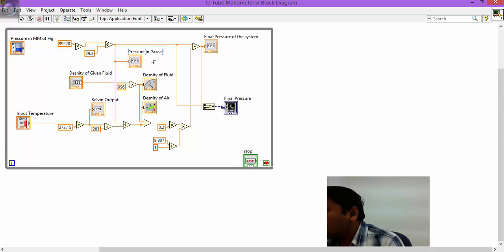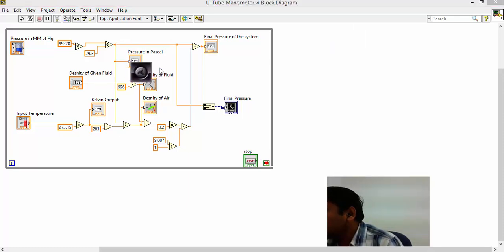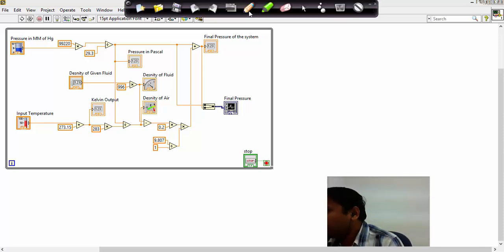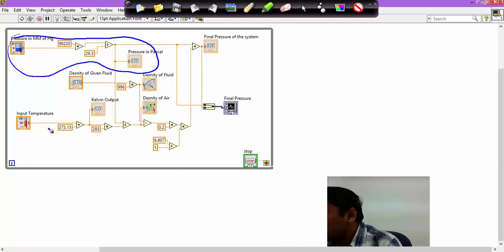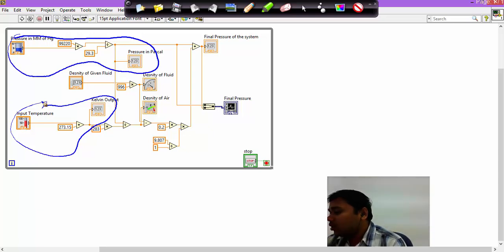This part is highlighted. You are giving input pressure in mm, you are getting output pressure in pascals. In the same way, you are giving input temperature, you are getting output temperature in Kelvin. Once you have got these two parts, now it's time to do some algebraic manipulations.